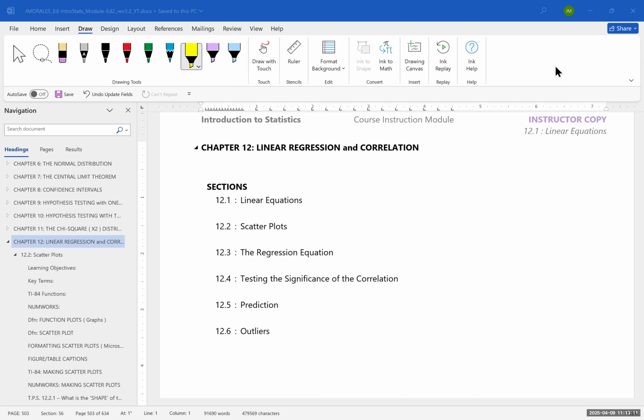All right, chapter 12 is on linear regression and correlation. And chapter 12 technically has 6 sections in it. We're going to be incorporating section 12.1 into the rest of the other sections. So 12.2 is about scatter plots. 12.3 is about the regression equation. 12.4 is testing the significance of the correlation. 12.5 is prediction. And 12.6 is about outliers.